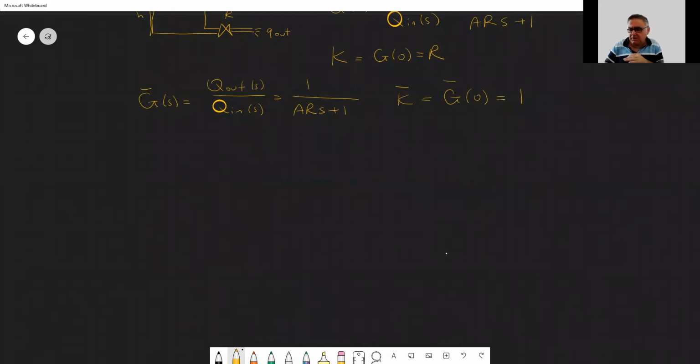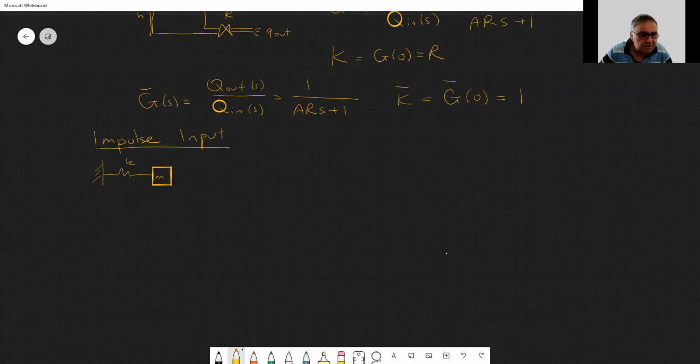Now I will introduce another concept which is quite important in the analysis of systems, and this is the impulse input. What is an impulse input? Well, let's say that you have a system, very simple, let's say a mass spring system like this one. You put an input to this system, force, F of t. But this force is as follows.